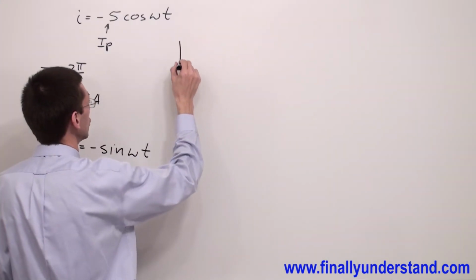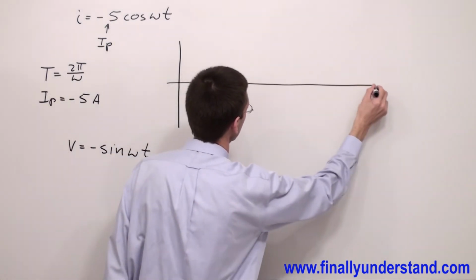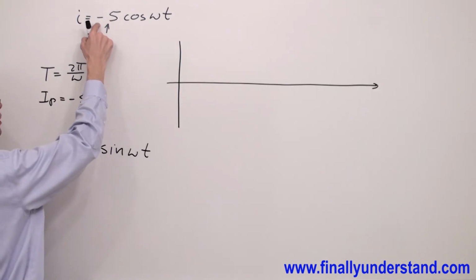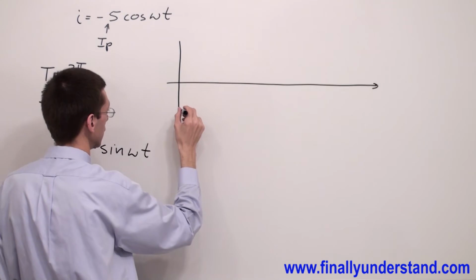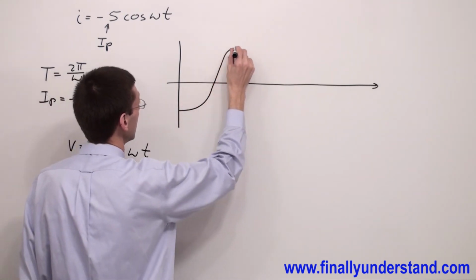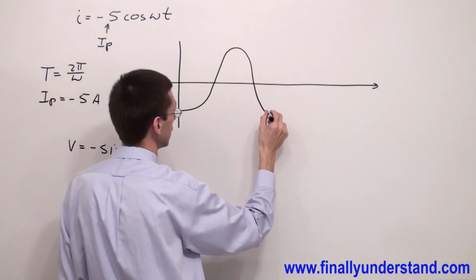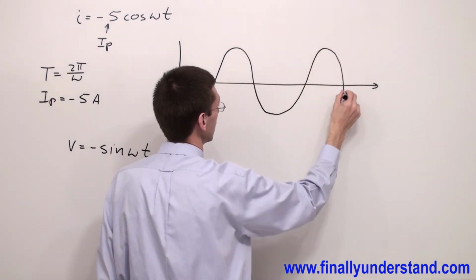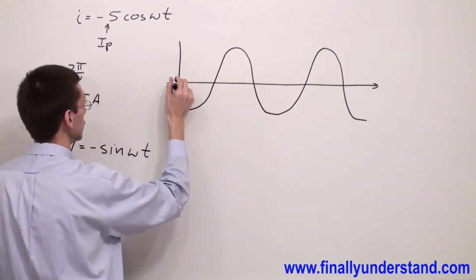Now we're supposed to draw the wave. And because I have a negative sign, I'm going to start from the bottom. And I have, this is one cycle. And this is the second cycle. This is 0.